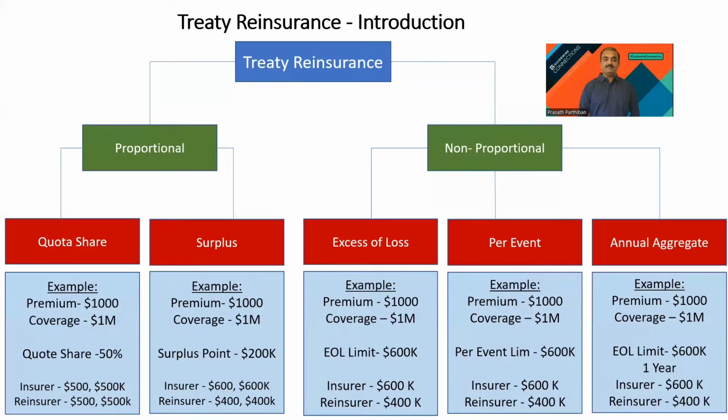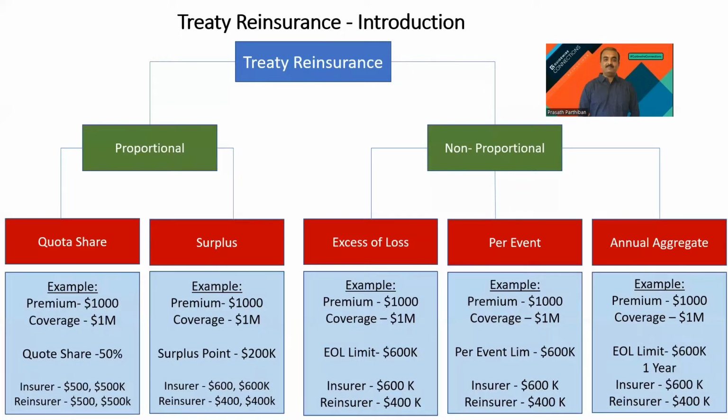Now, under treaty reinsurance, we have two broad categories. One is proportional, the second one is non-proportional. By the name itself, you can identify the way proportional works: everything that we undergo, whether it's the premium that we take from the customer, or the loss that we have to give back to the customer, is shared equally between the insurance company and the reinsurance company. That is what we call proportional. Whereas in non-proportional, that is not the case. The loss as well as the premium is not shared proportionally equally.